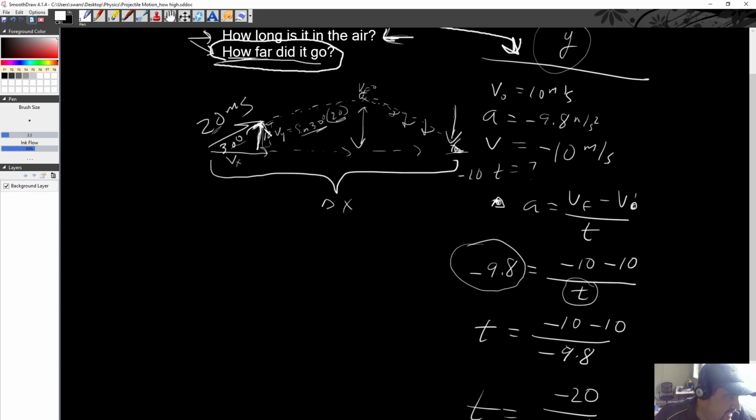If you throw something up at 10 meters per second, it's going to slow down and it's going to come back down. Looking at the y direction only, it's going to be heading back at the same speed you threw it up, just negative though, of course. So set that up right here.